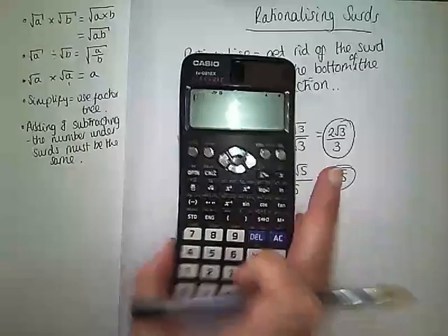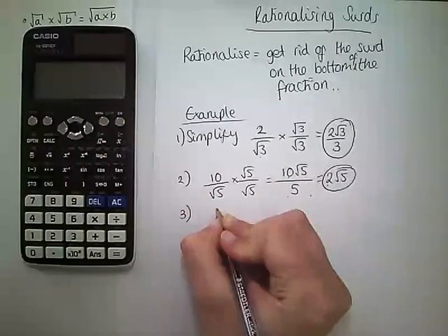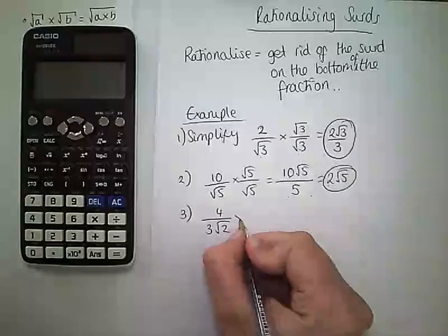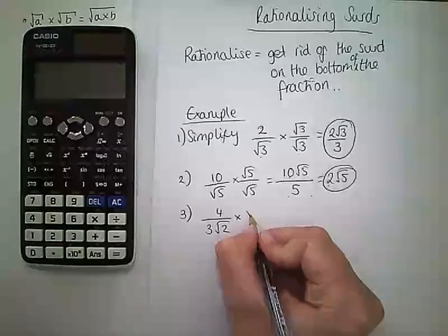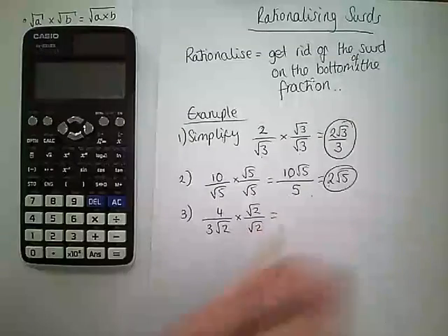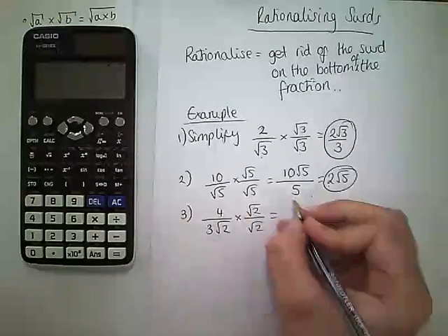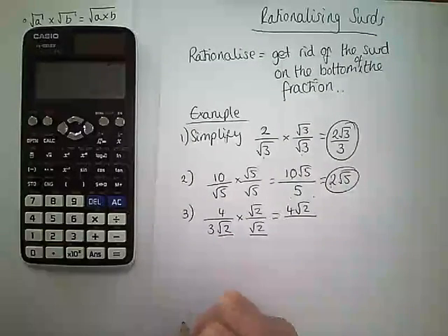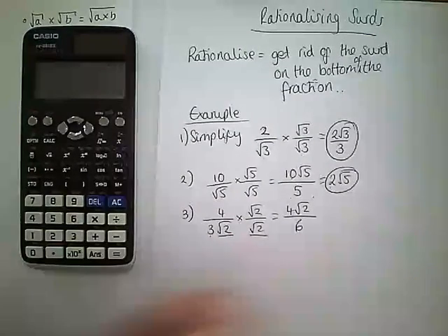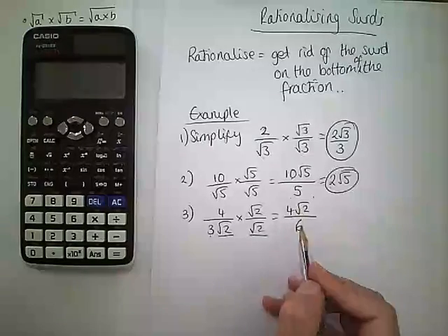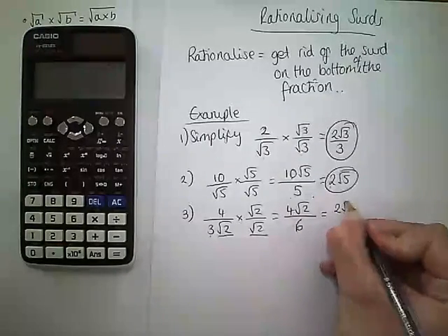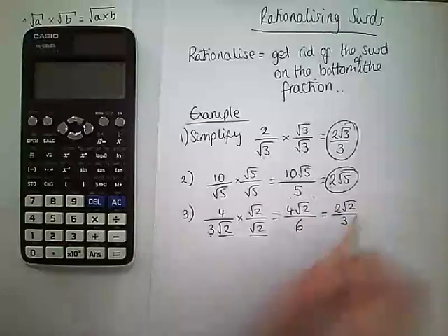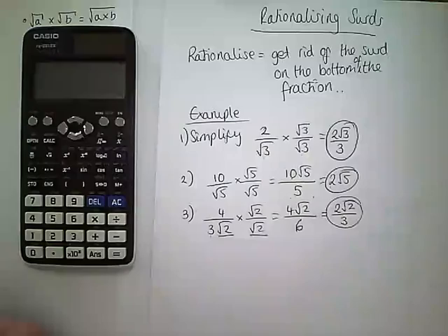Okay, now just be aware, if you had something like this, okay, and you only need to times by the root on the bottom, so I only need to times by root 2, okay. 4 times root 2 is 4 root 2. The bottom, root 2 times root 2 is 2, and I've got to times it by 3 to make 6. 4 over 6 is the same as 2 over 3. So I'm just simplifying those numbers in front. The root 2 stays the same. It is 2 root 2 over 3.